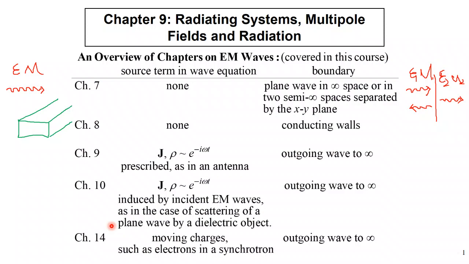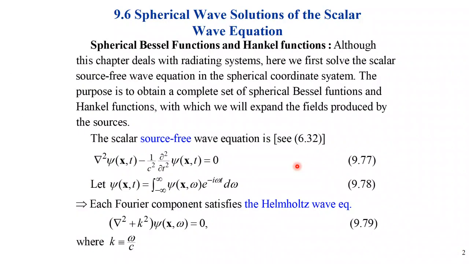And in Chapter 14, we will consider moving charges. The charge can move in space, such as in synchrotron radiation, and we consider an infinite space. Because of the difficulty, in the latter three chapters we will consider no boundary at all. Simplify the problem. Okay.